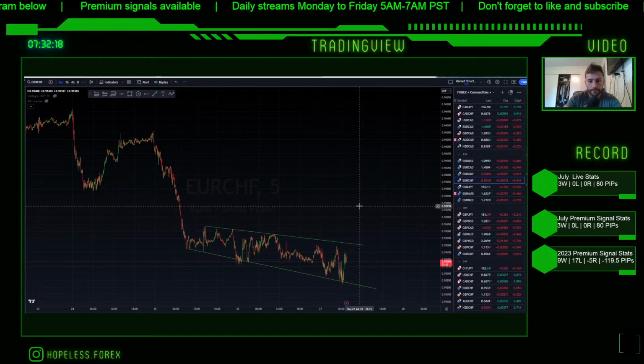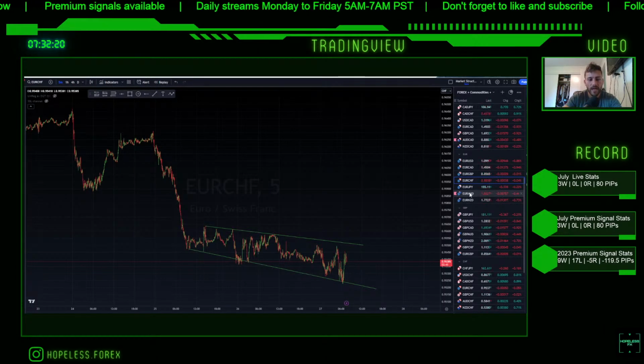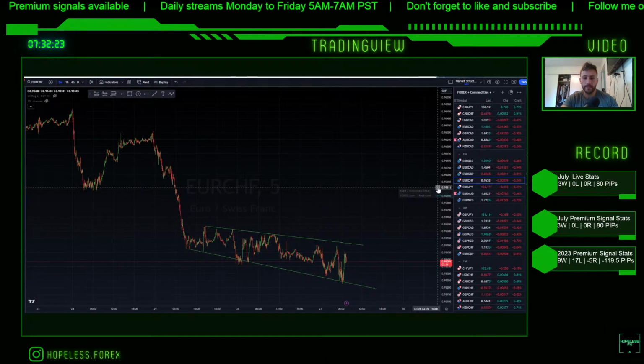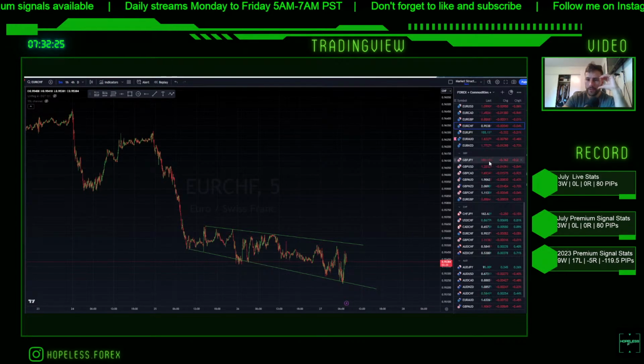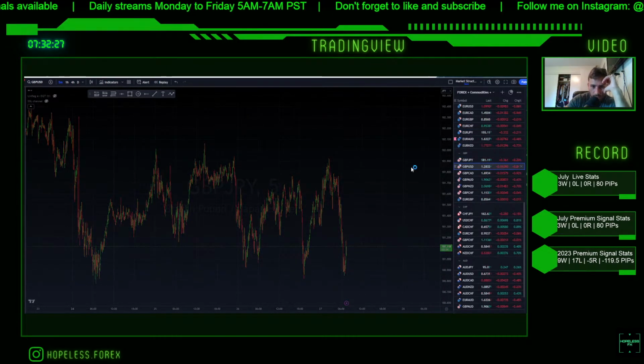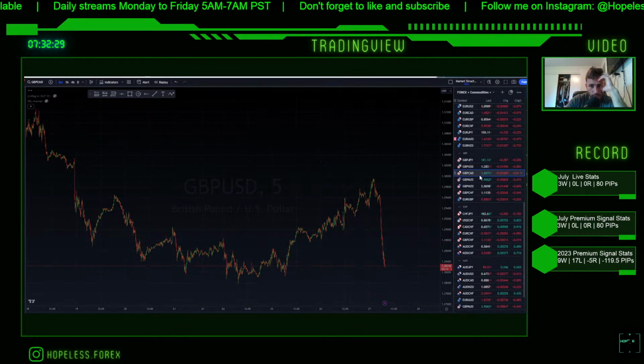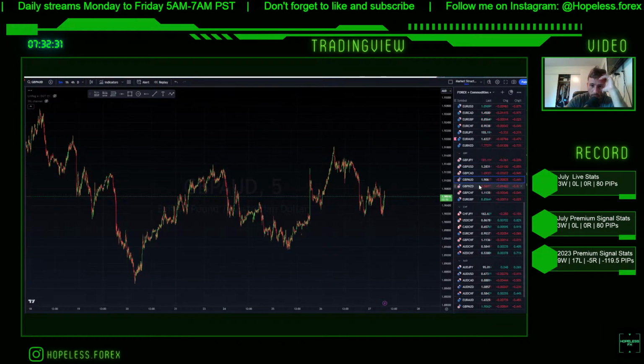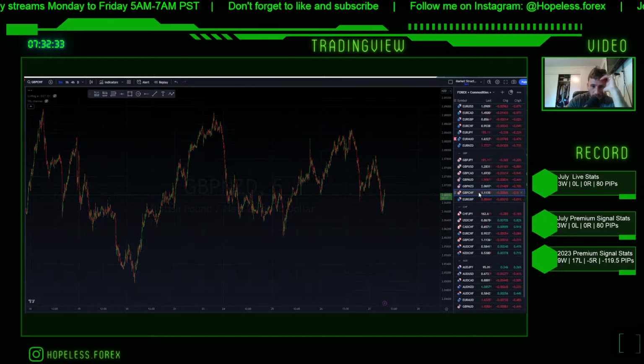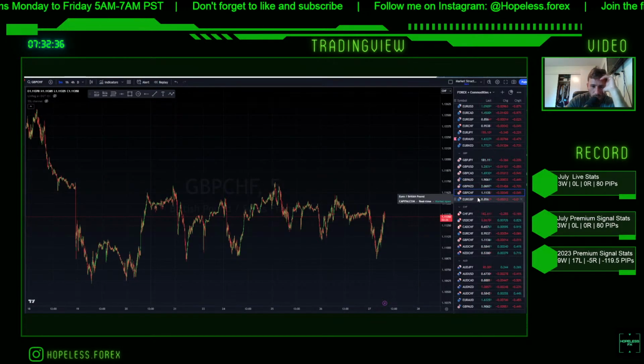Excellent. I don't know. It's okay, but it's not great. Let's see if there's any other baskets. The British pound is also getting pretty decimated, it looks like. Not much in the way of market structure here.